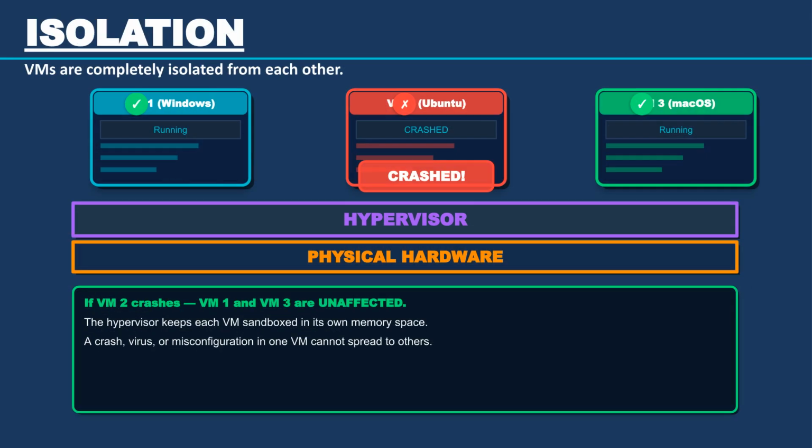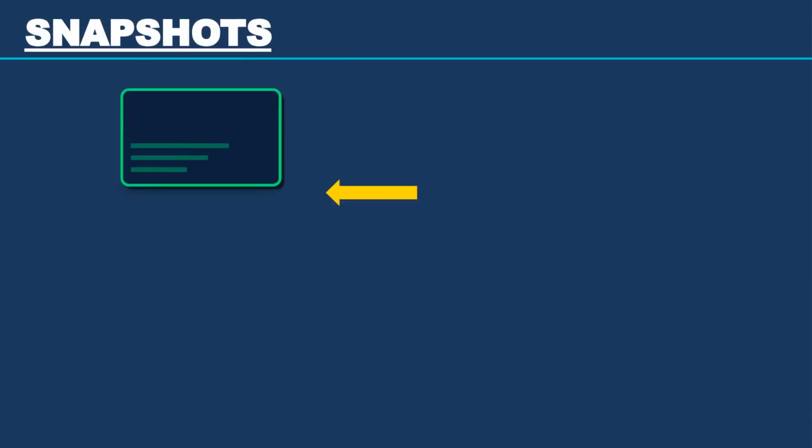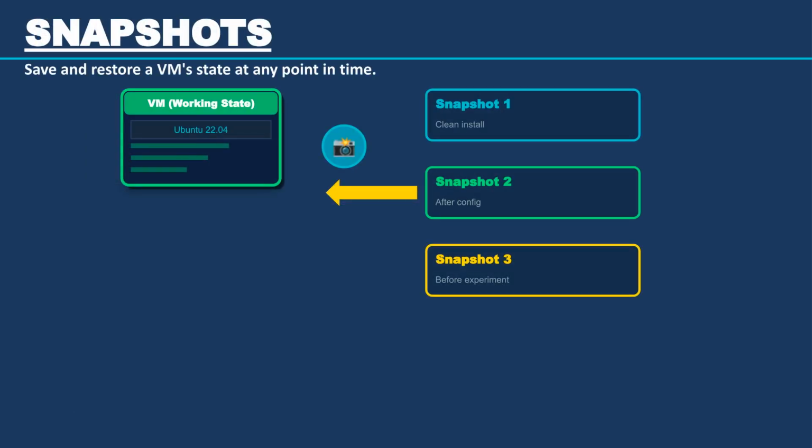VMs offer isolation. If one VM crashes, like VM2 here, the others are unaffected. The hypervisor sandboxes each VM, preventing a crash, virus, or misconfiguration in one from spreading to others. Snapshots allow you to save and restore a VM state at any point in time. This is perfect for testing dangerous experiments, as you can instantly roll back to a prior state if something breaks.